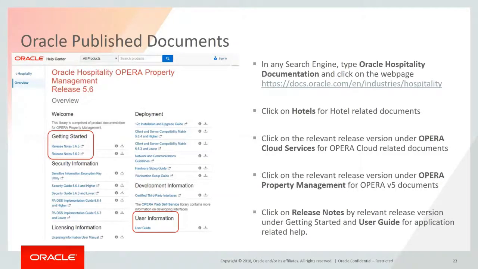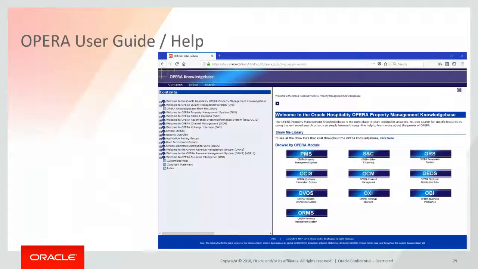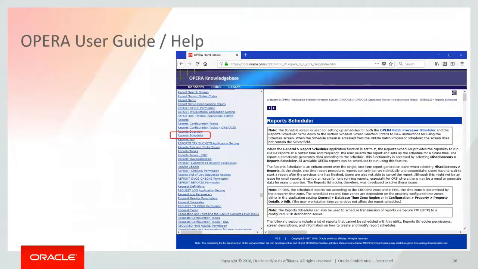With Opera help, you are able to access any of the help topics you may need from the user guide, either by drilling down from the main page or by searching for a particular topic via the index tab, such as the help topic for report scheduler. Feel free to access our help page if you need more information after this session.